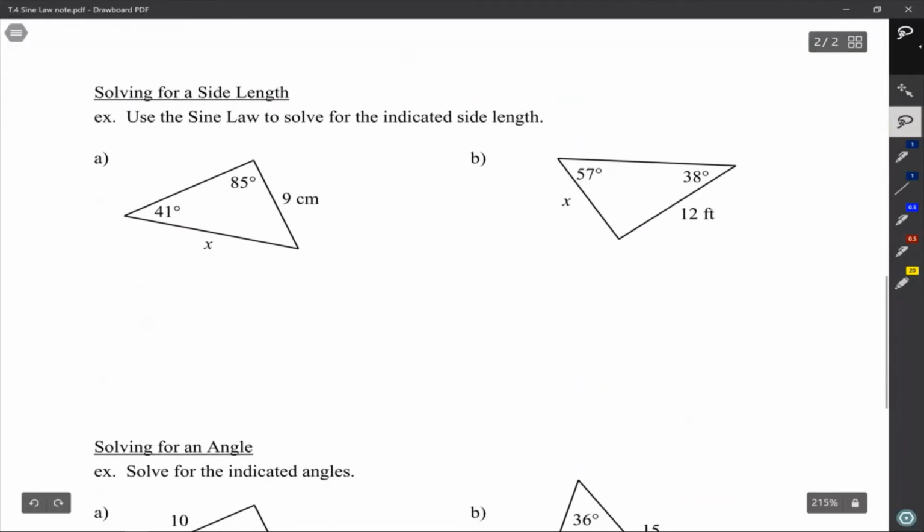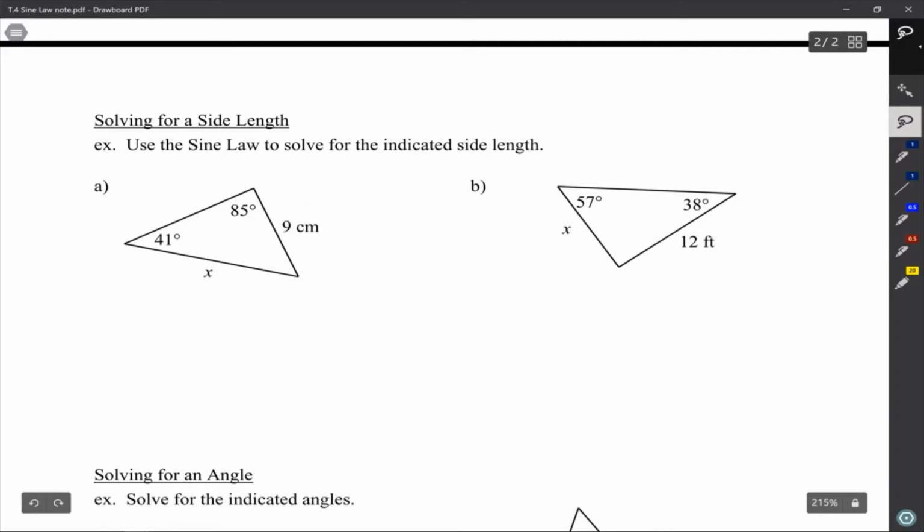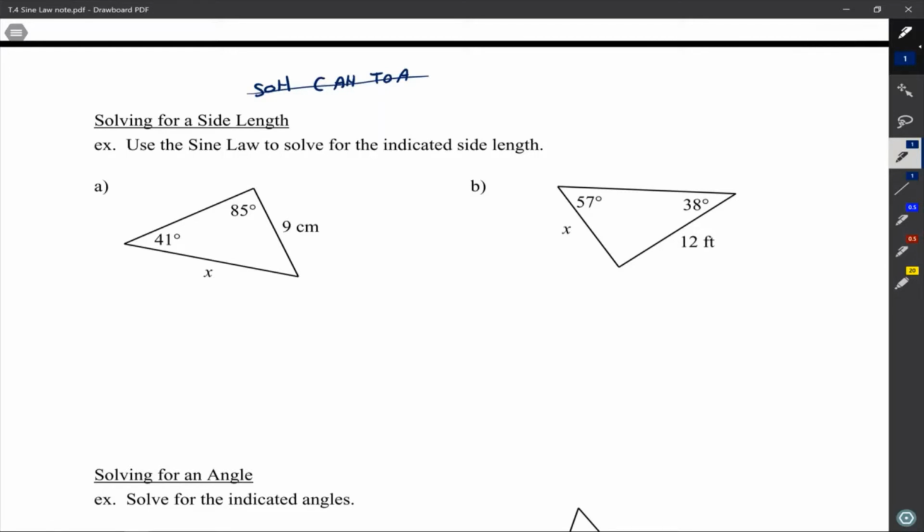So, example A, we're solving for a side length here. Note this is very similar to what we went over before with SOHCAHTOA, but we're not going to be able to use SOHCAHTOA because they're not right angle triangles. So here we're going to use the sine law to solve for the indicated side length.